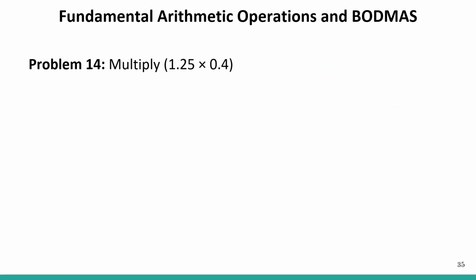So let's see problem number 14. What it asks us to do is multiply 1.25 into 0.4. Okay. So what we are given is 1.25 and we need to multiply it by 0.4. So we need to simplify the brackets first. So we simplified it first. And then what we are left with is 125 by 100 into 4 by 10.